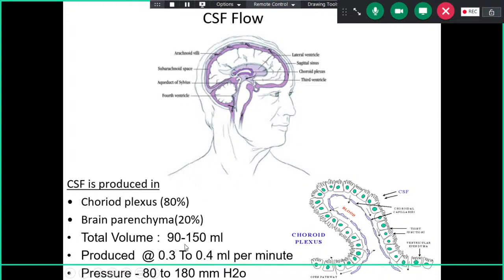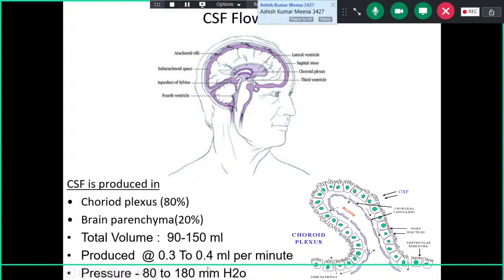So what is the total volume of CSF at one point of time? The total volume of CSF that is present inside the brain is about 100 to 150 ml. This is a very highly dynamic status. During inspiration the CSF circulation might increase. During expiration it might go down. What is the amount of CSF per minute that is produced?